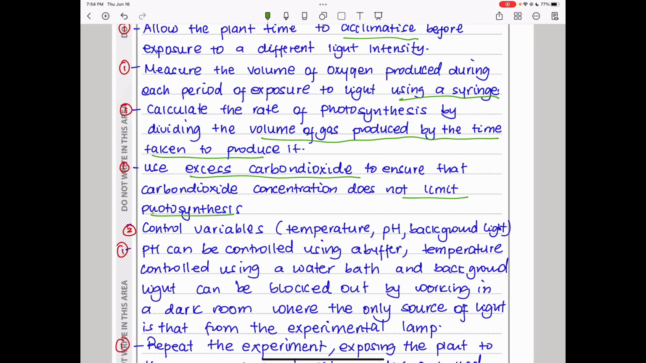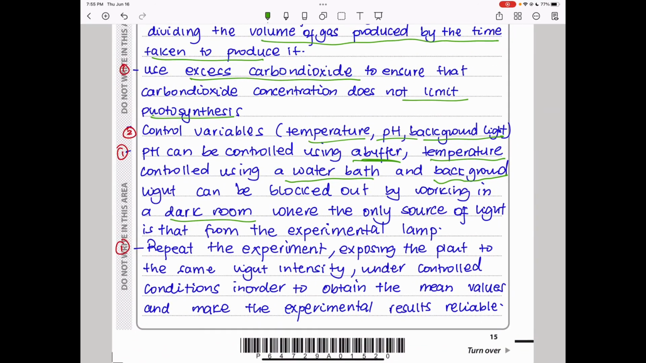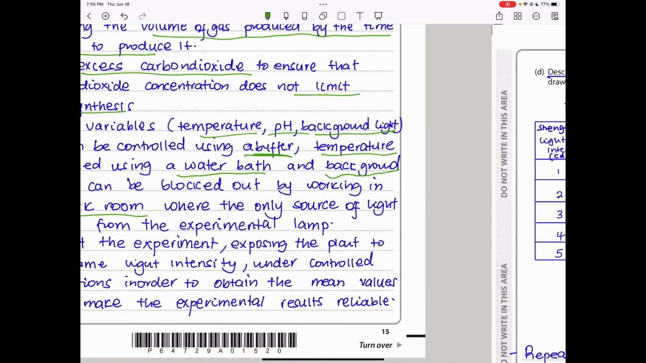And then we will control the variables like temperature, pH, and background light. These are abiotic variables. pH can be controlled using a buffer. Temperature can be controlled using a water bath. And then background light can be controlled by working in a dark room to ensure that light is only coming from the experimental lamp. And finally, we have to repeat the experiment, exposing the plant to the same light intensity under the same conditions in order to obtain the mean values. And then that will make our experimental values reliable.